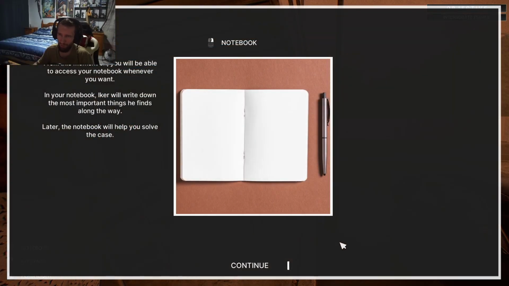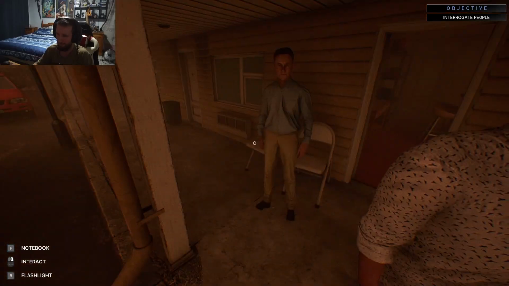From this moment on, you'll be able to access your notebook whenever you want. In your notebook, Iker will write down the most important things you find along the way. Later, the notebook will help solve the case. Alright. Let's start with you.